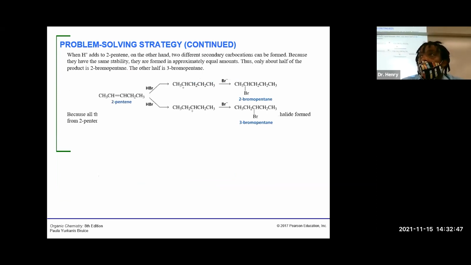Okay. Let's see. So if we go with the 2-pentene, again, we have the option of going on the second carbon, or we have the option of going on the third carbon. In this case, we will get the bromine on the second carbon. In this case, we'll get the bromine on the third carbon. So again, both of these are going to occur, right? We're going to see the product being formed, even though this is the product that we want.